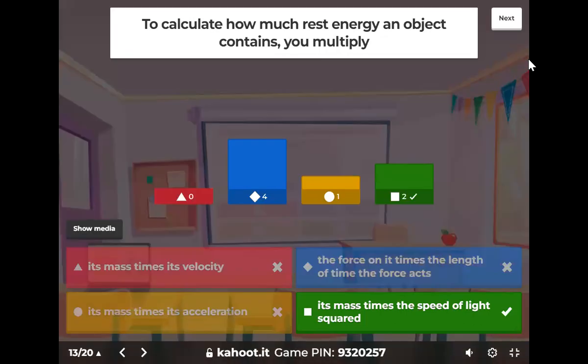Two winners. Mass times the speed of light squared. Guys, E equals mc squared. You guys have probably heard that floating around for years, right? You've probably heard that since maybe elementary school. E equals mc squared, right? Now you guys get to learn what that means.